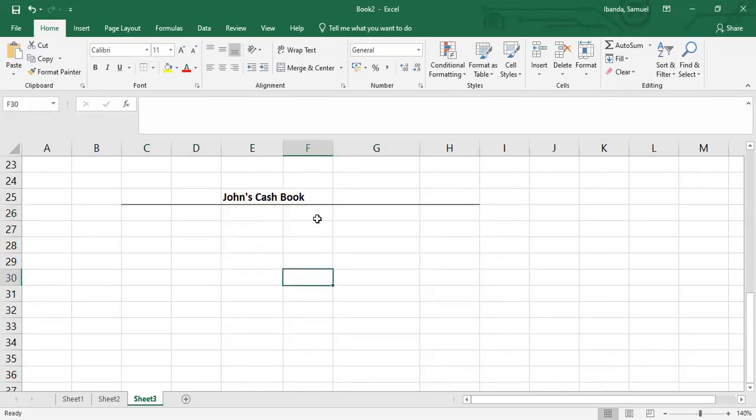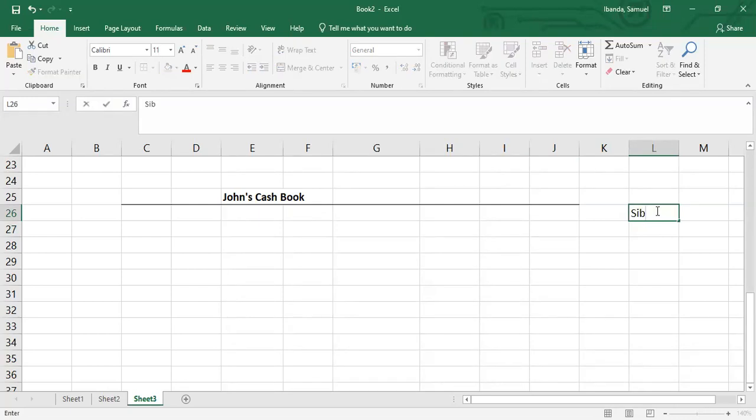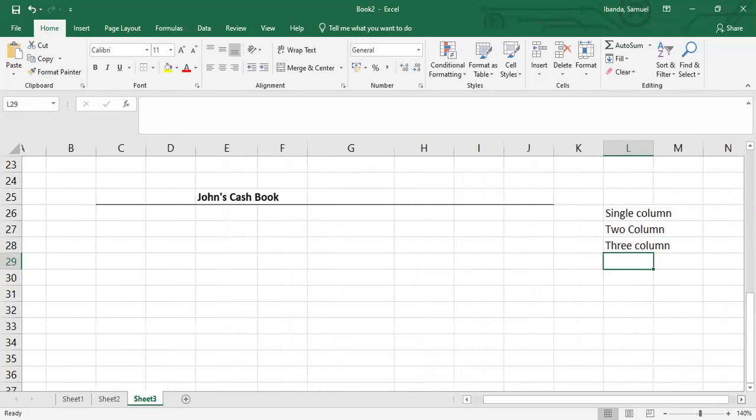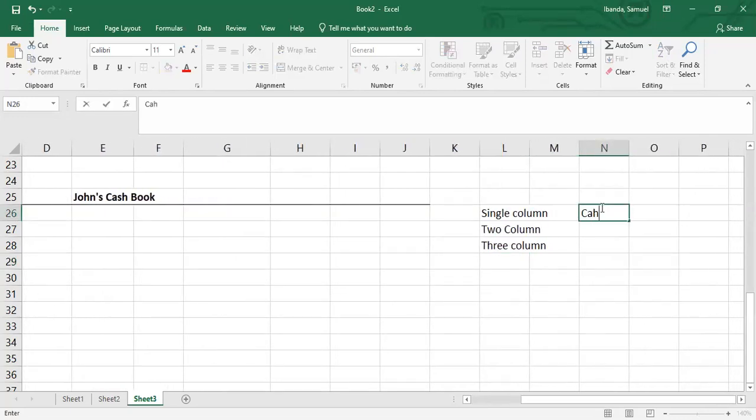So my cash book, just to brief you, we have three cash books, okay? We have the single column cash book, we have the two column cash book, and then we have the three column cash book. Now, the single column basically has, let's say, cash, okay? It combines cash and bank in a single column.